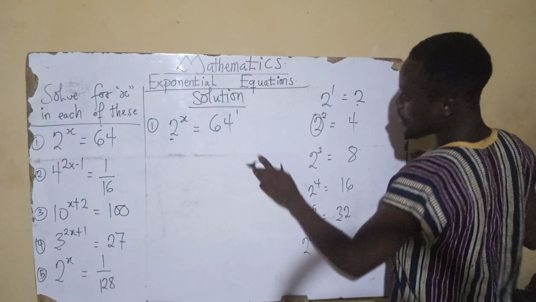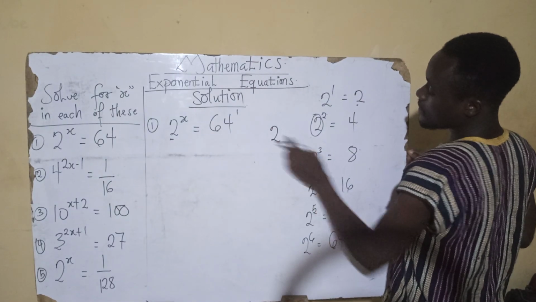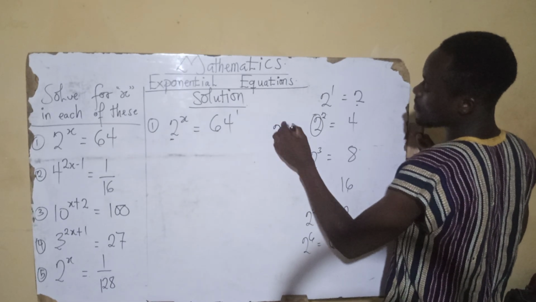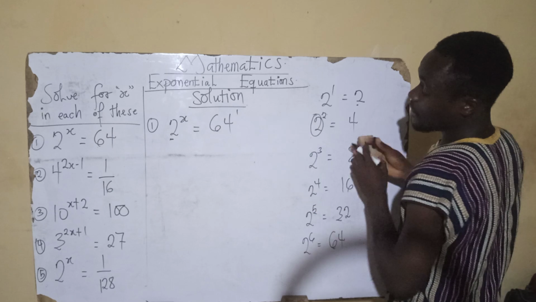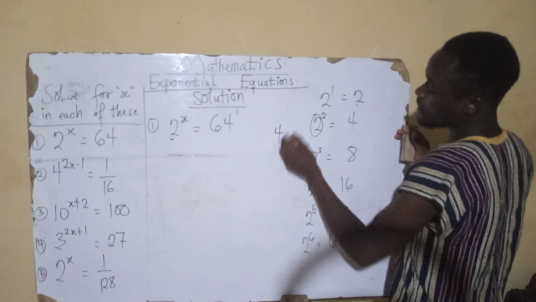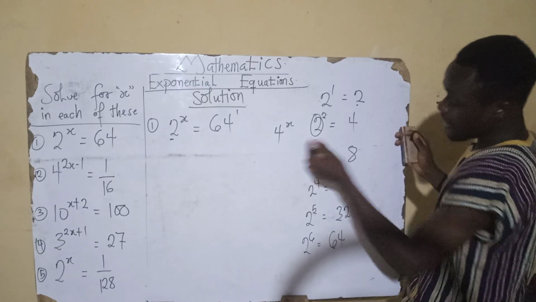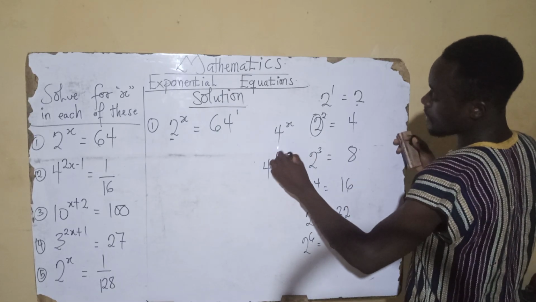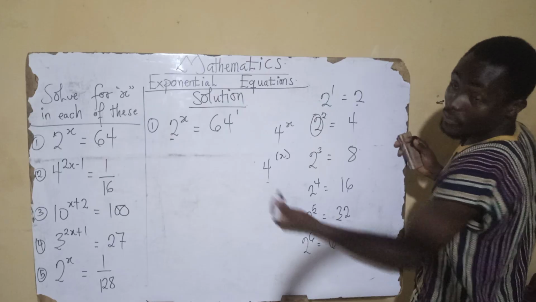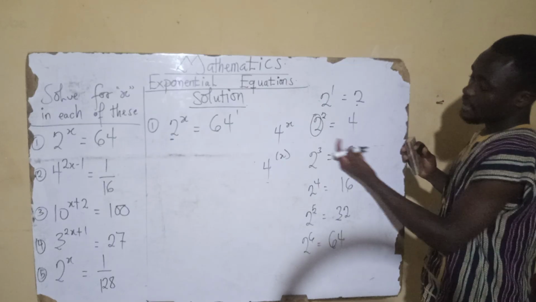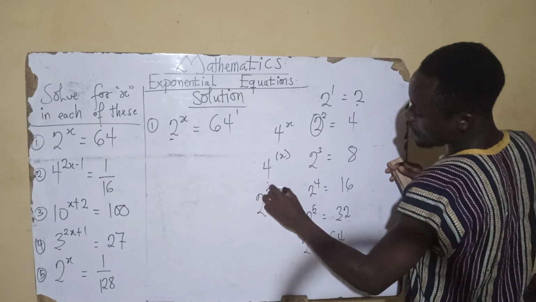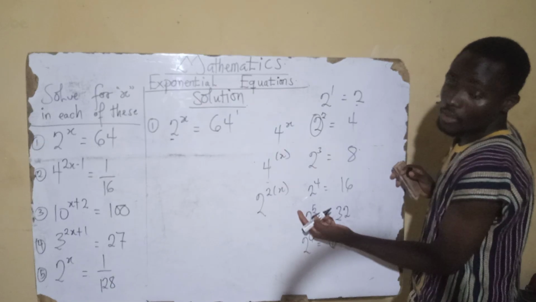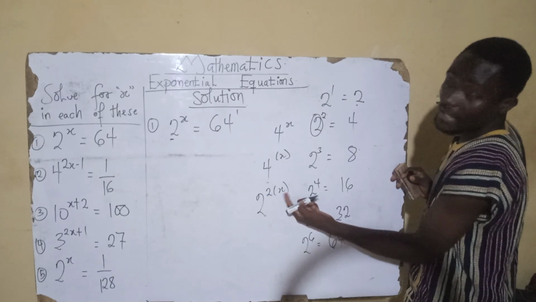So here, if I have something like 2 power x, let me take this as a yardstick. If I have 4 power x, now have it in mind that this 4 power x is the same as 4 in a bracket x. So that when I change this one to base 2, I am going to get 2 power 2 in a bracket what? x. Meaning 2 power 2 gives me what? 4. So the new exponent will come and multiply the old one.